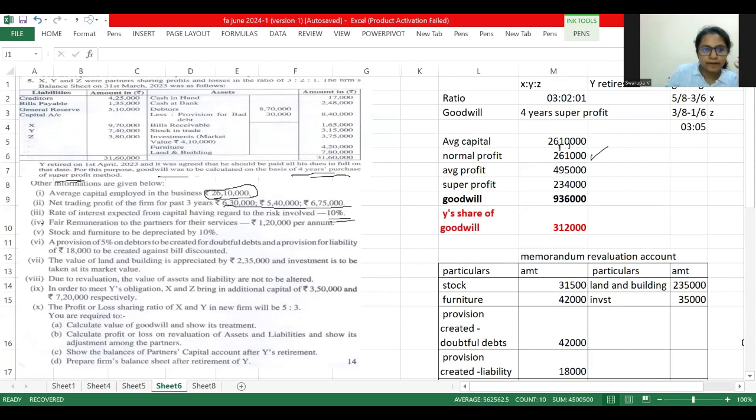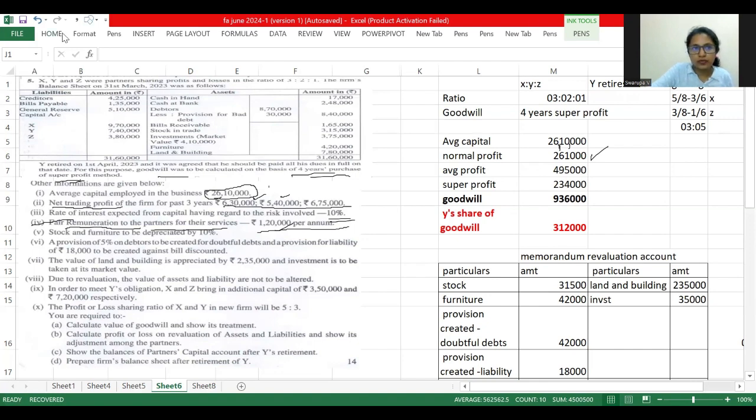And there is this fourth point that you should see. Fair remuneration to the partners for their services 1,20,000 per annum. So here trading profit for 3 years is given, and separately remuneration detail is also given. So from each year we need to reduce 1,20,000 as the salary and arrive at the net profit. And it is the average of that net profit that we should take.